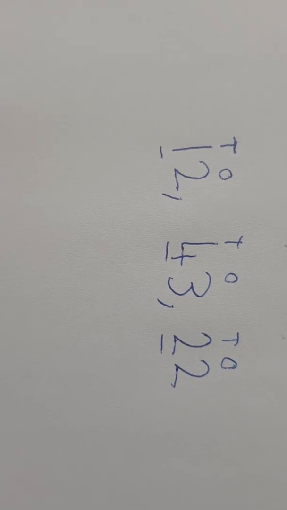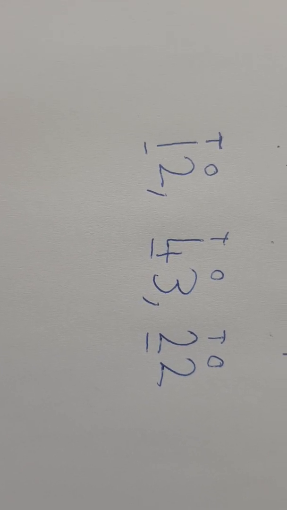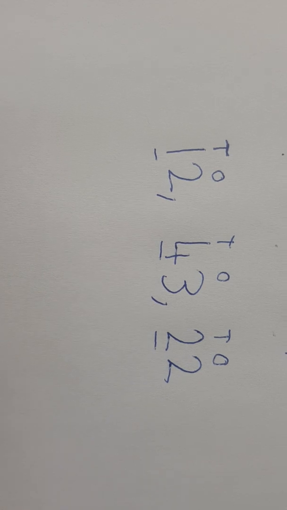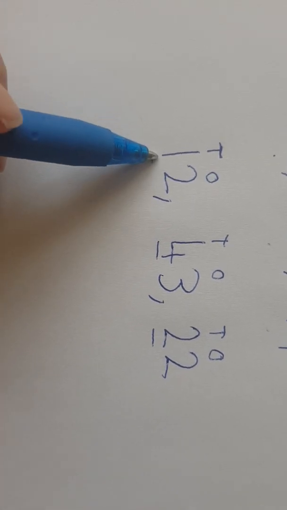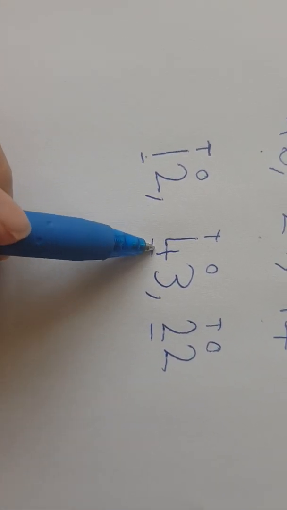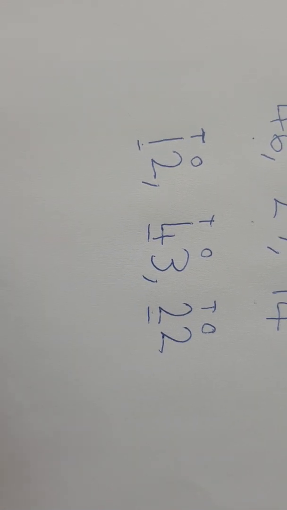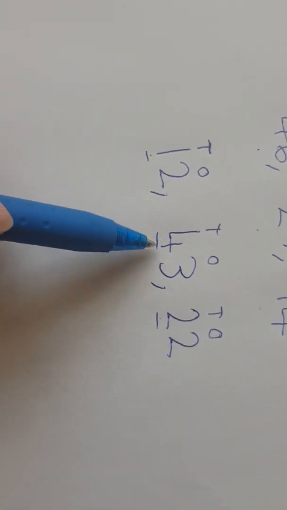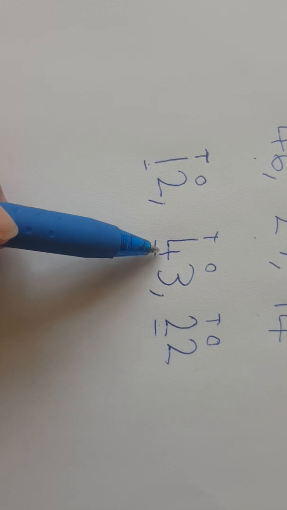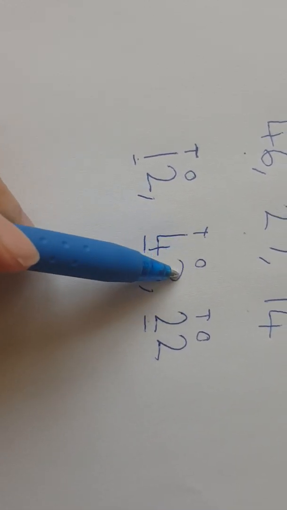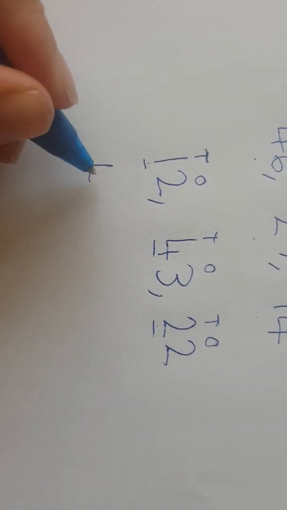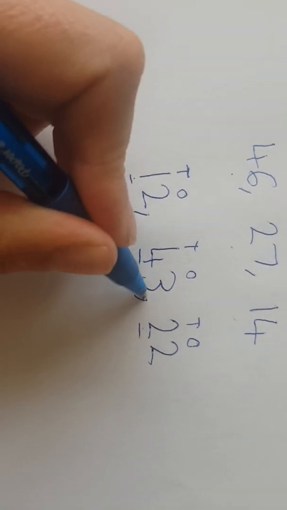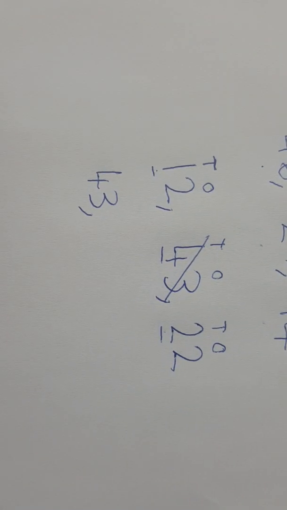So remember, I'm looking for the largest number first this time. So I'm looking for the largest ten. Let's have a think. Is the largest ten a 1, a 4, or 2 tens? Which is the largest number? Well, it's 4. So the largest ten is 4 tens. So the largest number is 43. So I write that one first. And cross it out because I've just used it. I don't need it anymore.